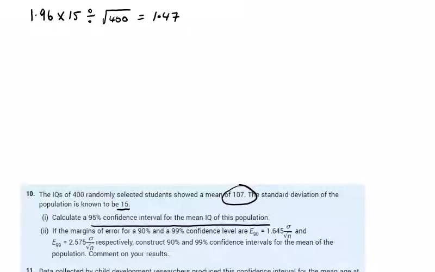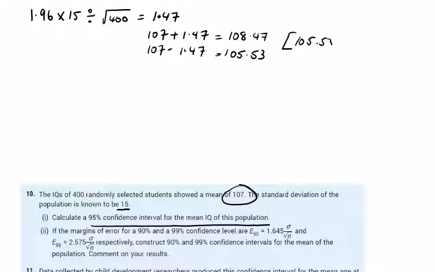So 107 plus this 1.47 and 107 minus this 1.47 is going to give me 108.47 and 105.53. So my 95% confidence interval is mu less than or equal to 108.47 and 105.53 at the lower end, greater than or equal to.